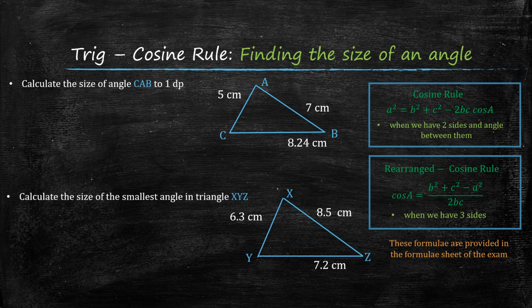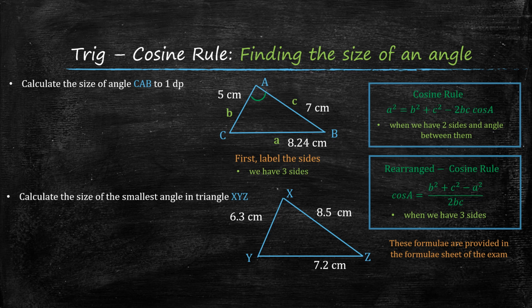Now let's look at how we can use the cosine rule to find the size of an angle. In our first example, we're asked to calculate the size of angle CAB to 1 decimal place. So we have triangle ABC as shown. AC is 5 centimeters, AB is 7 centimeters, and CB is 8.24 centimeters. So let's first label the sides, as we should always do. Side A is opposite point A, side B is opposite point B, and side C is opposite point C. Let's also mark on the angle we've been asked to find, which is angle CAB or angle A.